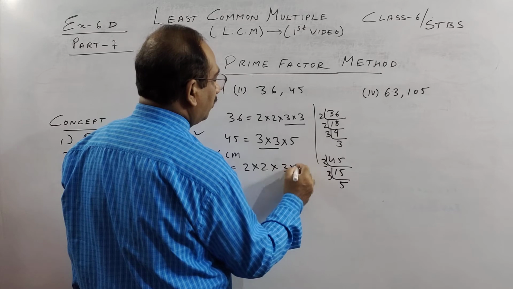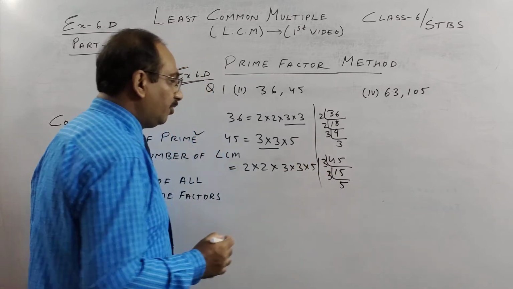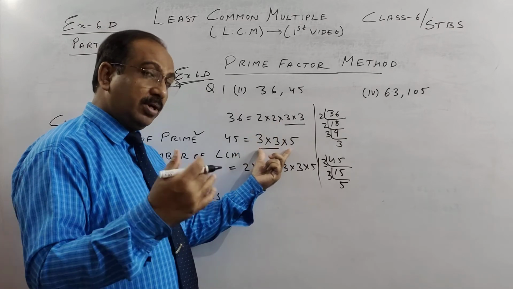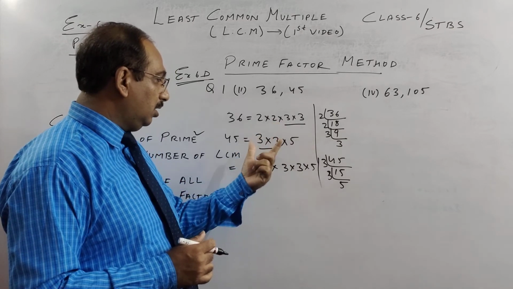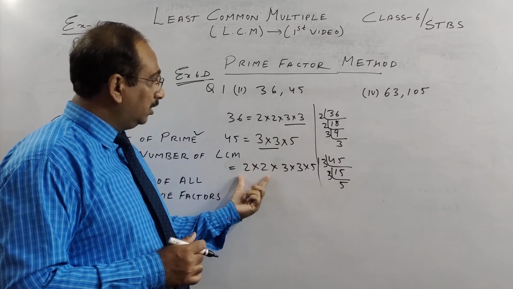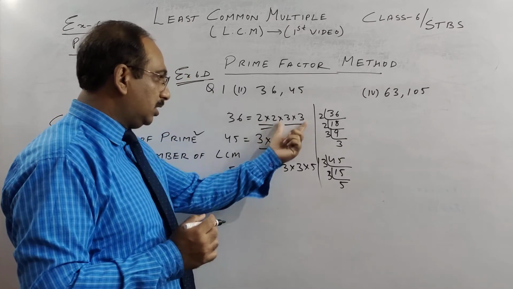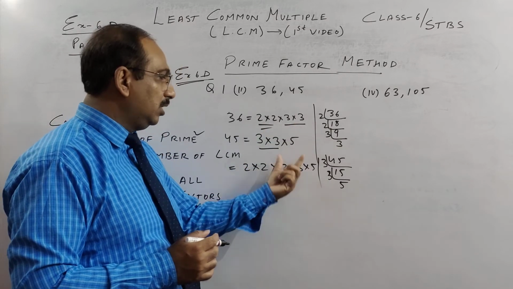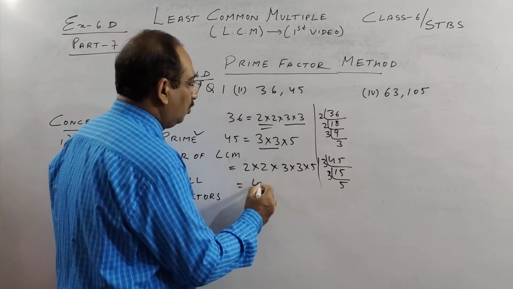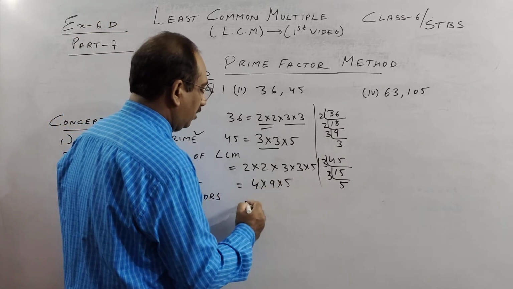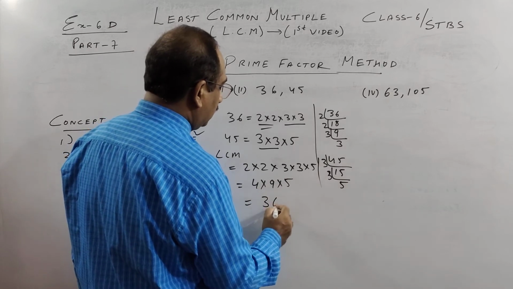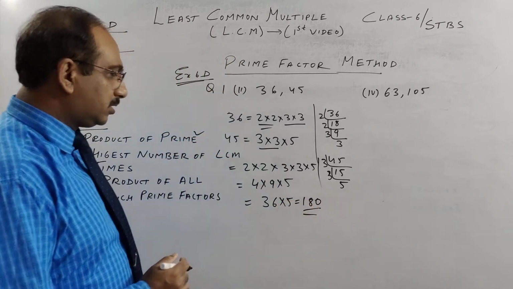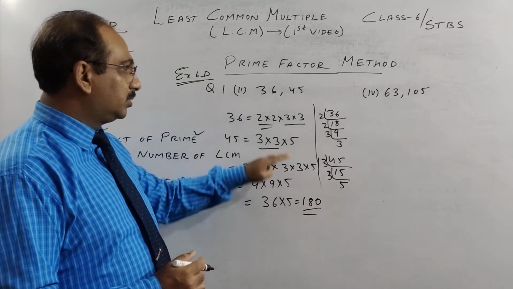HCF, what was there if you remember, children? HCF was what is common to all, but here 2 comes twice, write that. 2 is not in 45, but we will write it. It came twice, 2 times. 3 comes twice only. Suppose 3 would have been more here, we would have written one more 3. 5 comes once. So this is 4 into 9 into 5. 4 9s are 36, into 5. So your answer is 180, the least number which comes in the table of both.